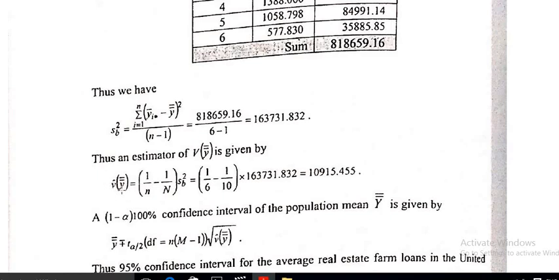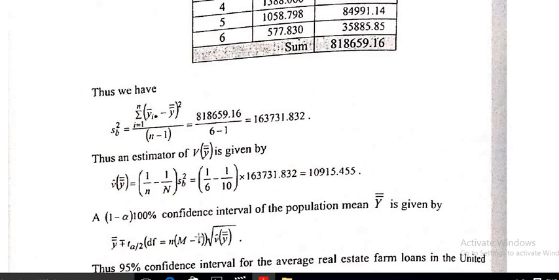Thus, an estimate of the variance of the sampling distribution of the mean is given by V hat of y double bar, which is equal to (1/n)(1 − n/N) S square B, which is equal to 1091.455.